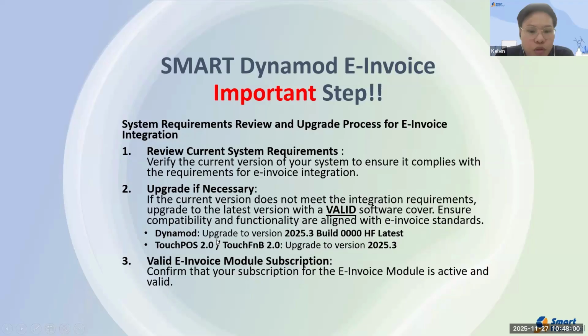And also for Touch POS, whether you are on Touch POS 2.0 or Touch FMP 2.0, you also need to make sure your version is up to 2025.3 build 6. Besides that, you also need to check your e-invoice license validation. As you can see, our e-invoice module is based on subscription. You need to make sure the e-invoice module is valid and confirmed. How do you check this? You may check with your salesperson.